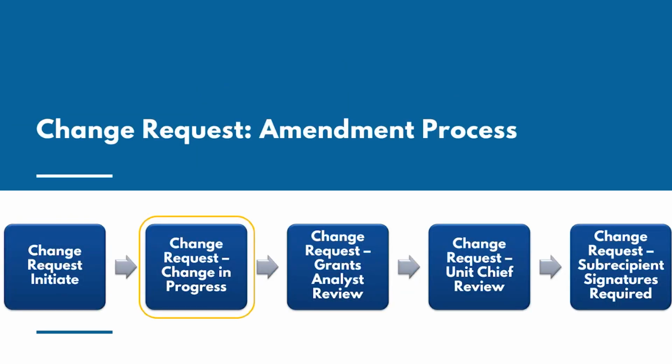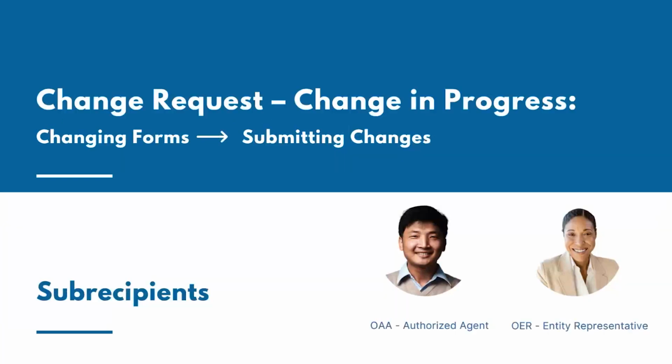So next, here we are back in the process. Now that the grant subaward change request amendment has been completed by Cal OES and initiated, the document status will change, once the unit chief has approved it, from change in progress initiate to change request change in progress. This is when all of the forms are unlocked for the subrecipient to make changes accordingly. And now we're going to discuss your subrecipient role for initiating and submitting changes.